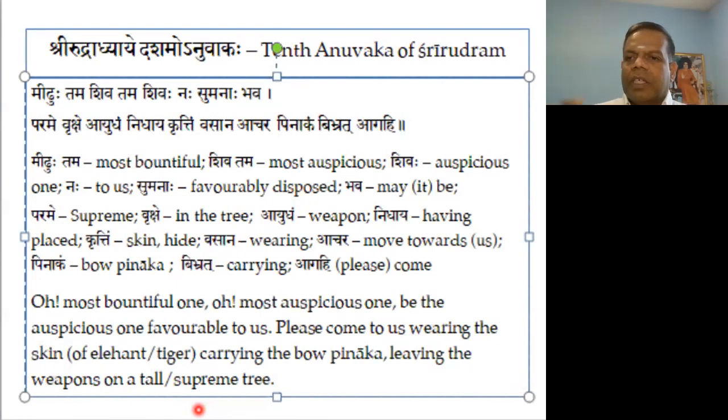Pinakam, carry the bow and come. We have also looked at the bow again in Anuvaka 1. Bow is nothing but the mind. We are asking the Lord to take hold of our mind. Our thought should be placed high. The Lord should hold our mind. He should only wear our animal skin, and then he should come.